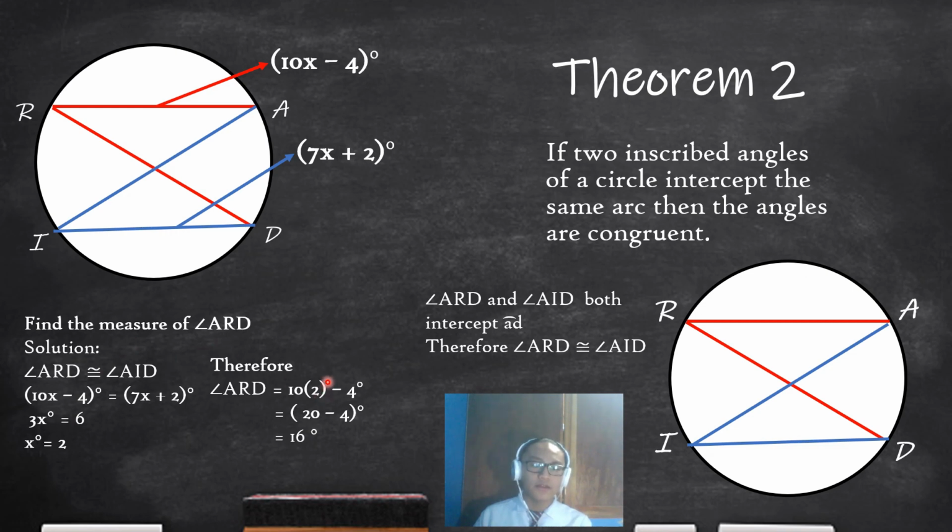And now we are finding the measure of our angle ARD, now that we have our x. So we will put in the value of angle ARD, which is 10x minus 4. We will substitute the x with 2, and then multiply 10 by 2 minus 4, which equals 16 degrees. So the measure of angle ARD here should be 16 degrees.